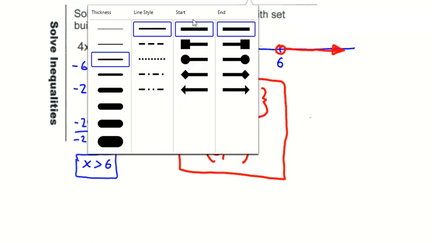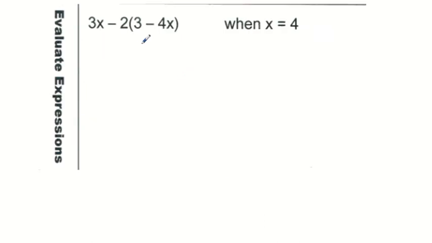Okay, next. Let's go to the next problem. Evaluate expressions. This expression here, when x equals 4, what I'm going to do is simply substitute in 4 inside parentheses wherever I see x, and then just simplify from there. Now, why do I recommend putting the 4 that you're substituting inside parentheses? That's to keep you out of trouble with regard to order of operations.